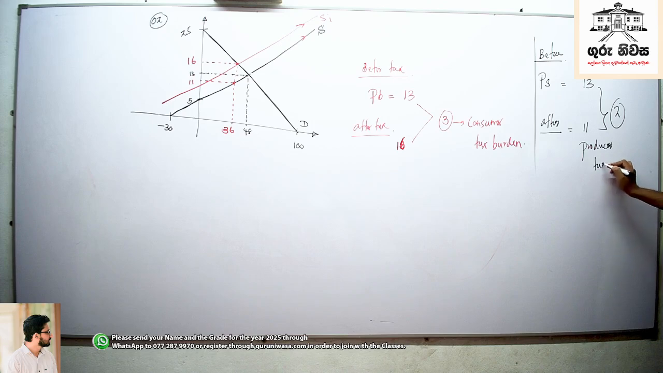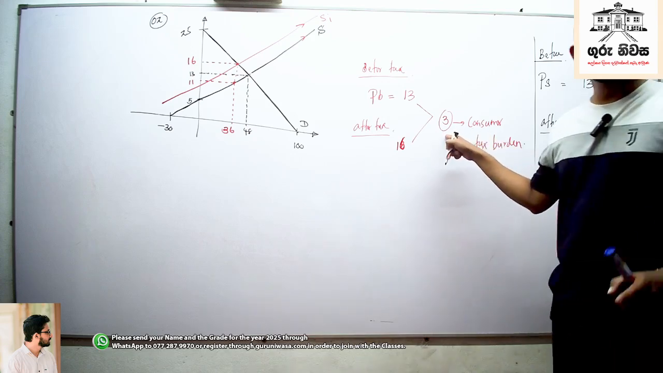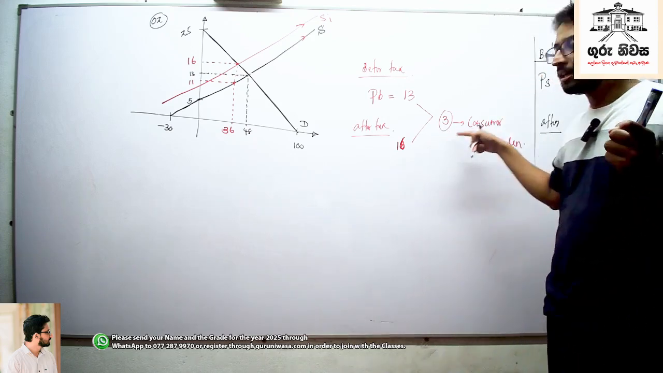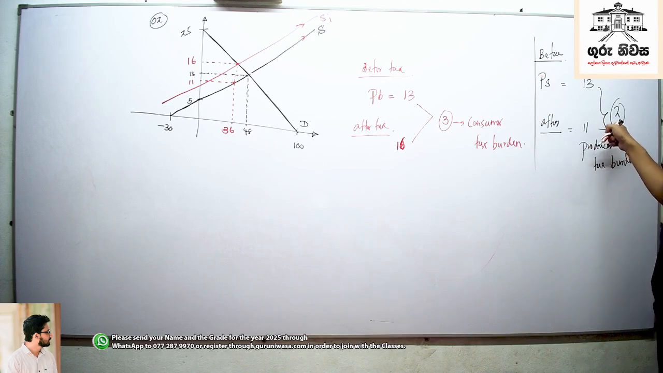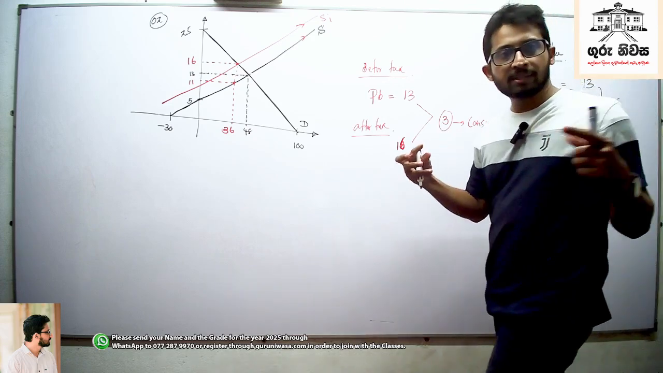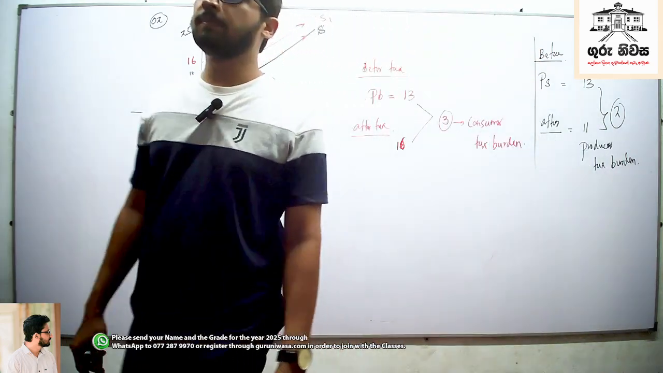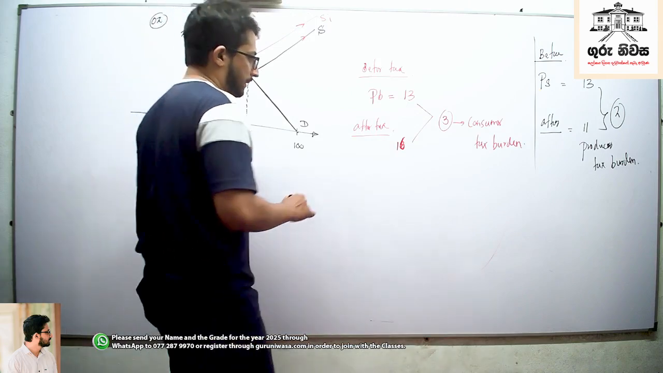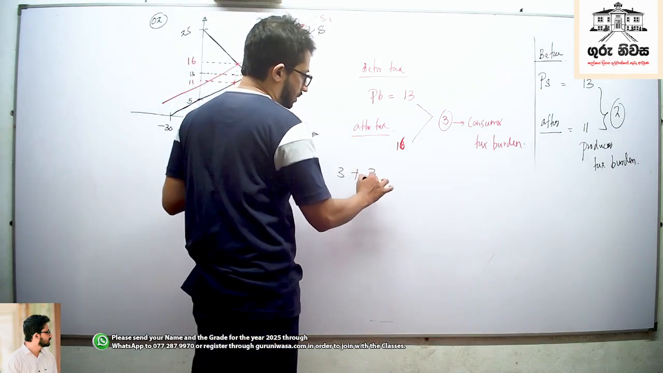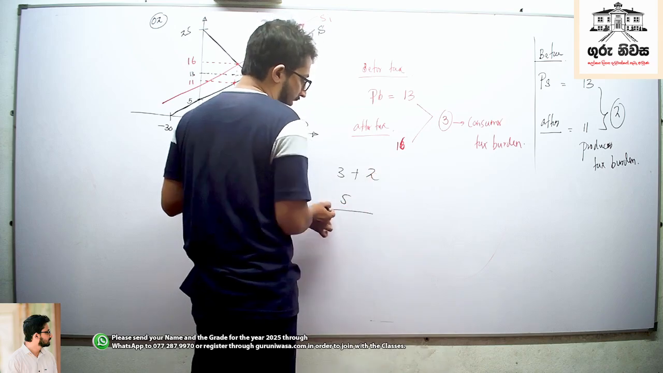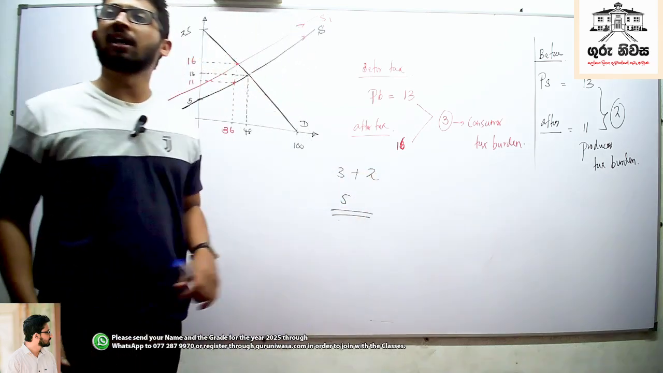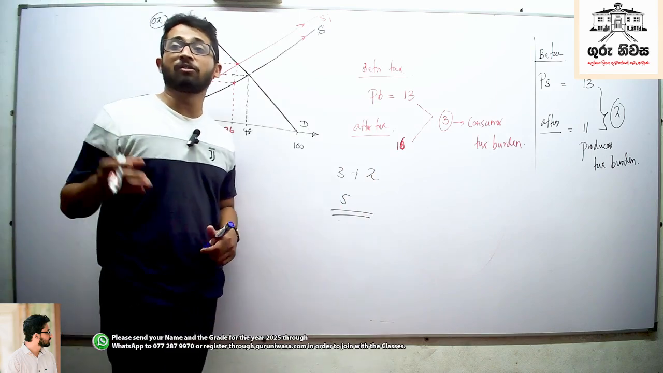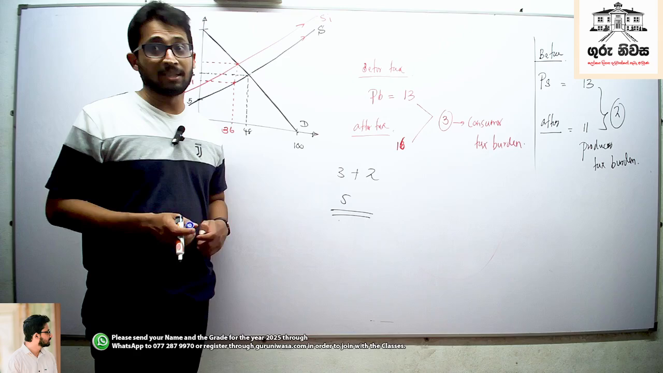Producer tax burden. Consumer bears 3 rupees, producer bears 2 rupees. All together, how much is the value? Producer tax burden plus consumer tax burden, 3 plus 2. How much is the value? 5 rupees total tax burden. Our unit tax is how much? 5 rupees.